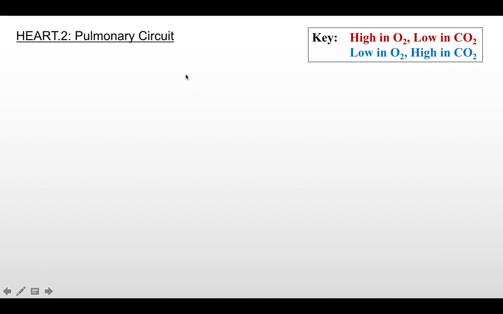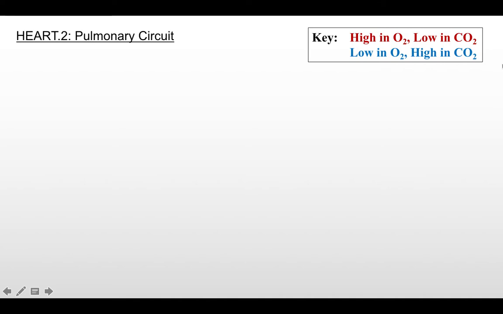Notice that the title has changed. This is HEART.2, where we're going to discuss what are the specific names of those two circuits. I would take these notes in red and blue, where red signifies any blood vessel that has a high oxygen content and a low CO2 content, and then blue has a low oxygen and high CO2 content.